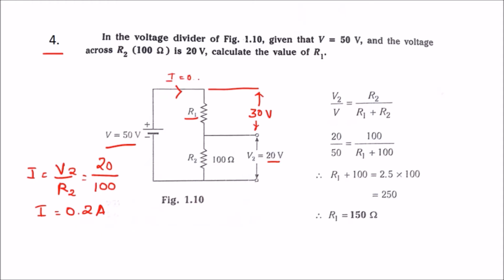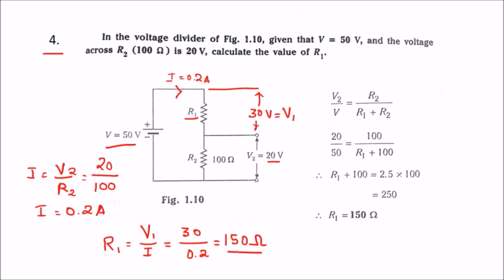I is equal to 0.2 amps. So using this we can find out the value of R1. So we know the value of V1, that is 30. So the value of R1 is nothing but V1 by I. So V1 is 30 divided by 0.2, which can be written as 150 ohms.